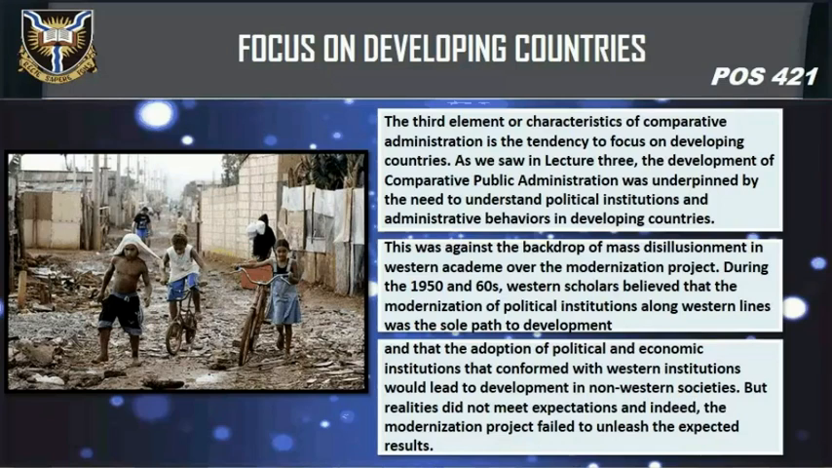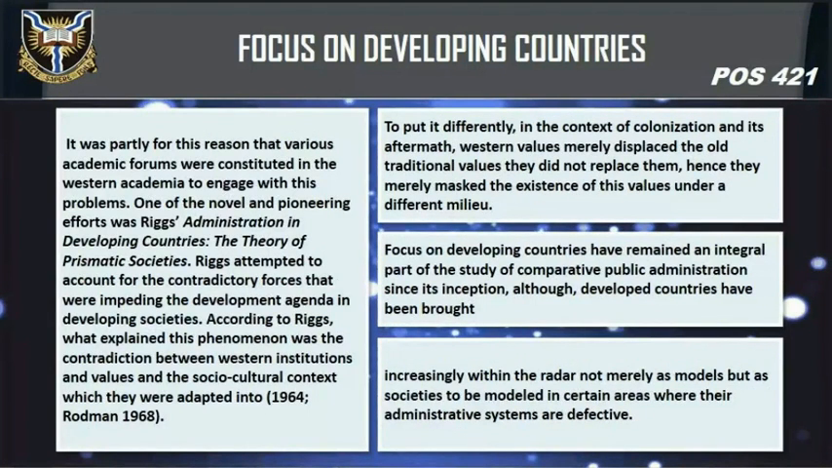But realities did not meet expectations, and indeed the modernization project failed to unleash the expected results. It was partly for this reason that various academic forums were constituted in Western academia to engage with these problems. One of the novel and pioneering efforts was Riggs' Administration in Developing Countries: The Theory of Prismatic Societies.